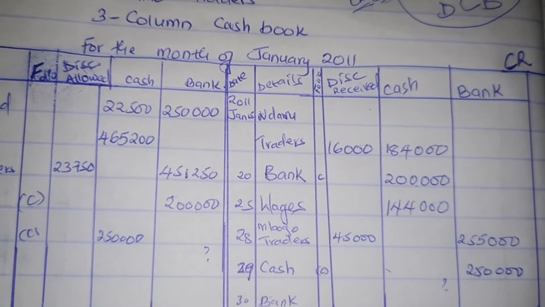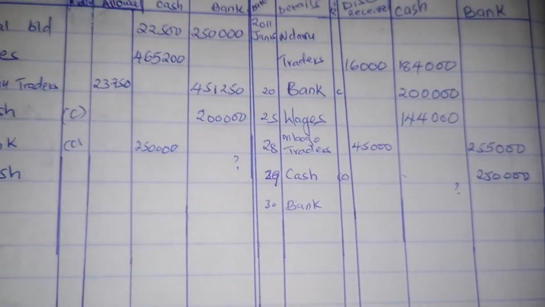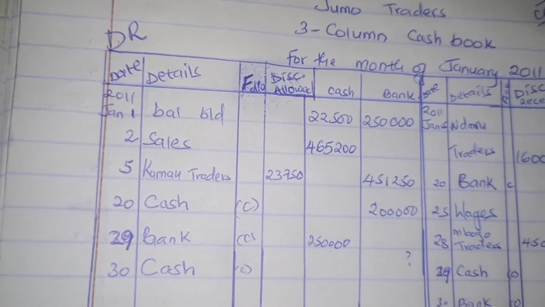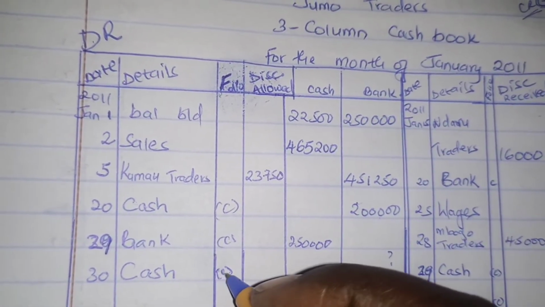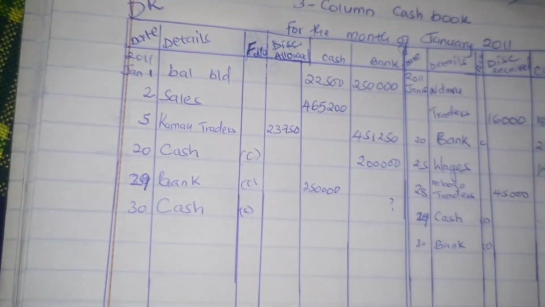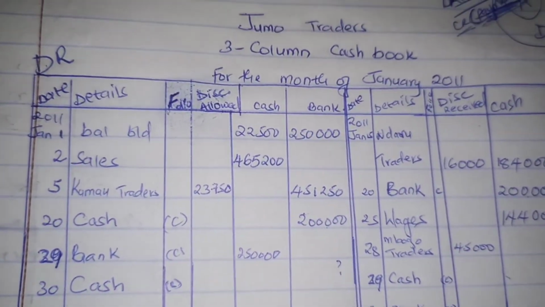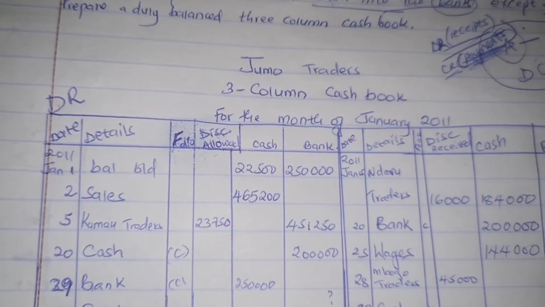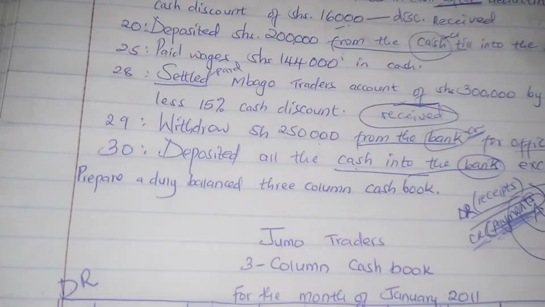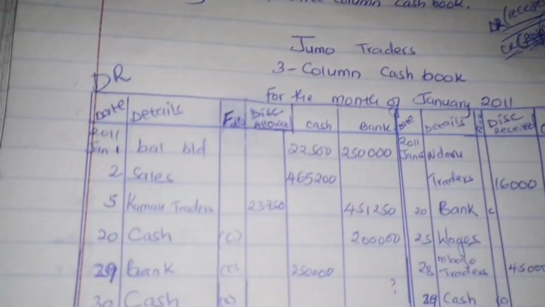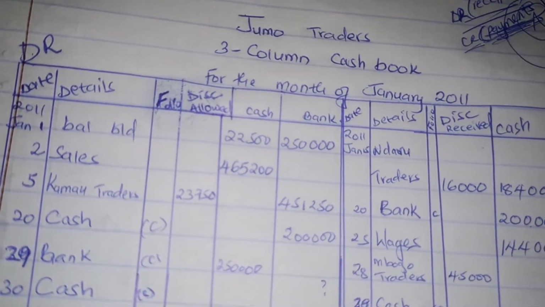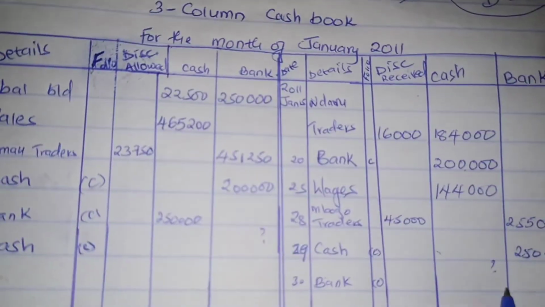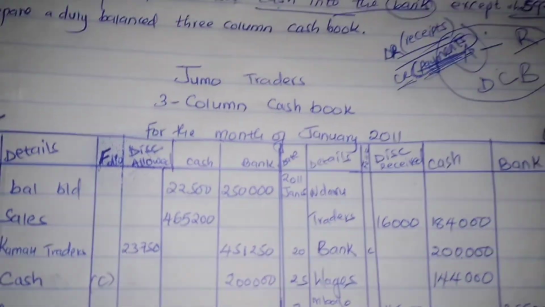And do we know the figure? No, we do not know the figure. Remember, this is a contra entry. When we say one transaction, it has two entries at the same time, debit and credit. So the other thing is this amount. Remember, we do not know how much was taken to the bank, and that's why I have some question marks there, and that is the task. We are going to do it right now.